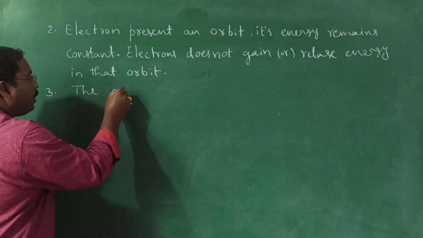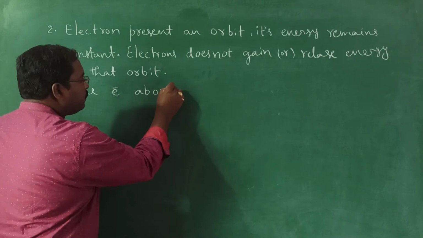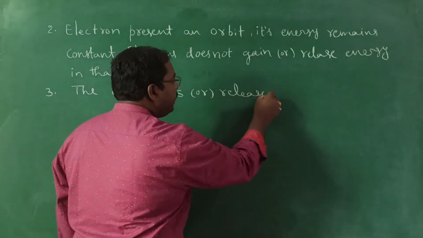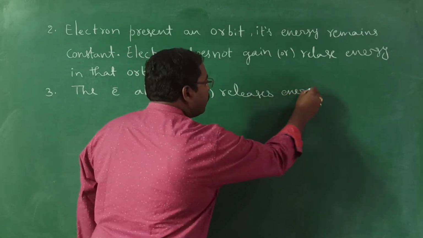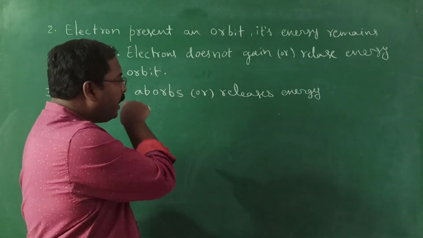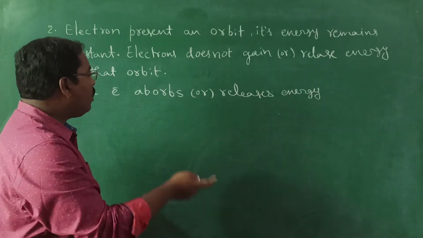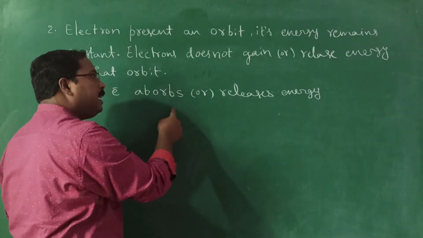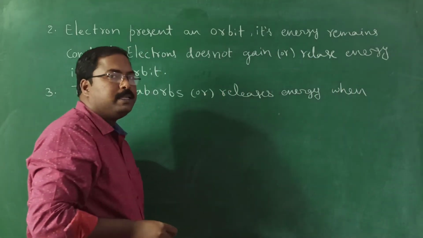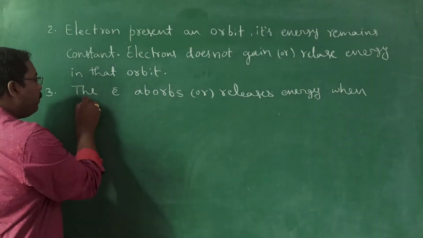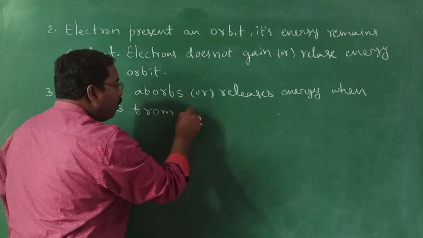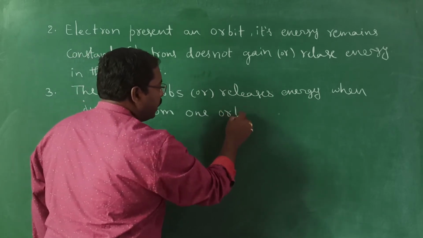The electron absorbs or it may release the energy. In the above statement we wrote that it doesn't gain energy, it doesn't release energy when it is present in the orbit. Now what we are saying, the electron absorbs, even it releases energy. When will it do that? When it jumps from one orbit to other.